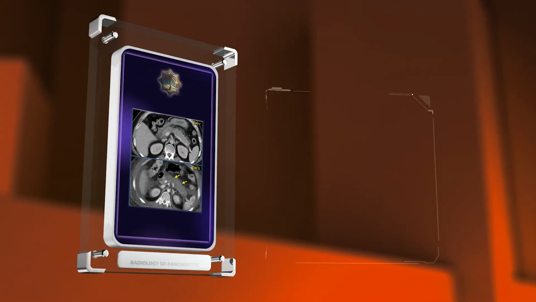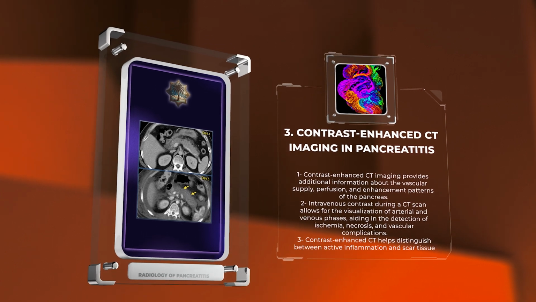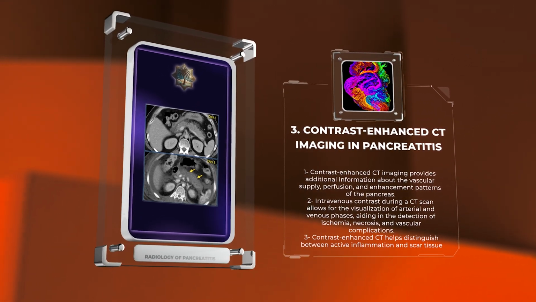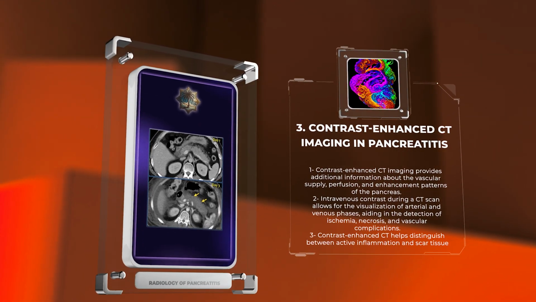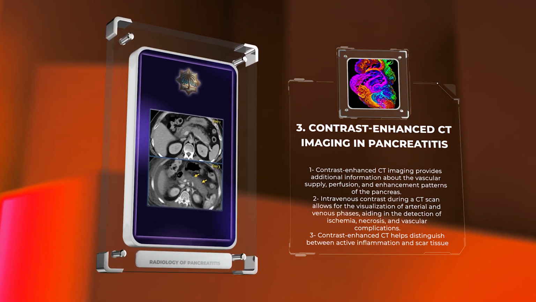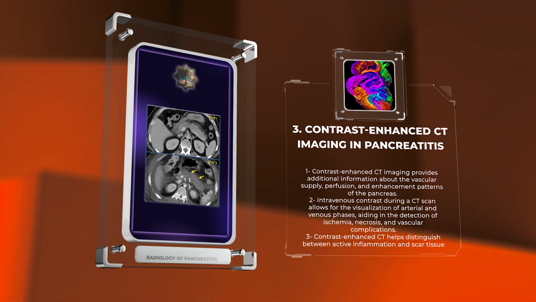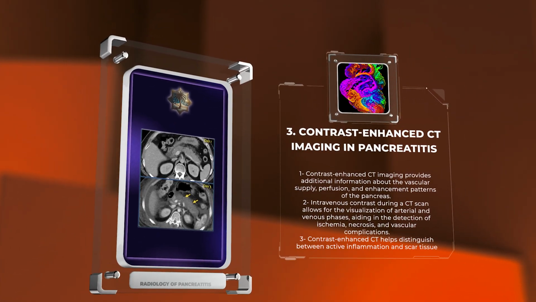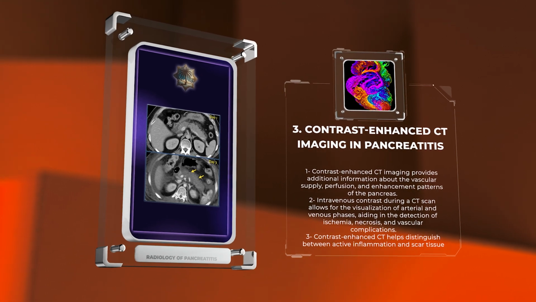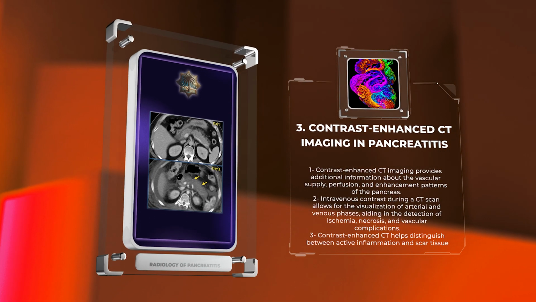Contrast-enhanced CT imaging is widely used in the evaluation of pancreatitis as it provides additional information about the vascular supply, perfusion, and enhancement patterns of the pancreas. The administration of intravenous contrast during a CT scan allows for the visualization of arterial and venous phases, aiding in the detection of ischemia, necrosis, and vascular complications. It also helps in distinguishing between active inflammation and scar tissue in chronic pancreatitis.